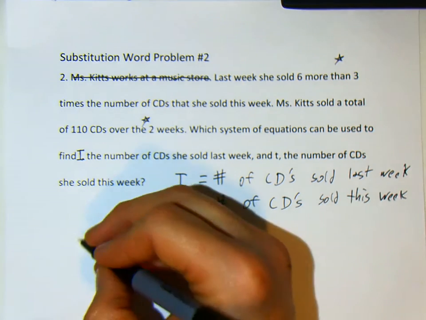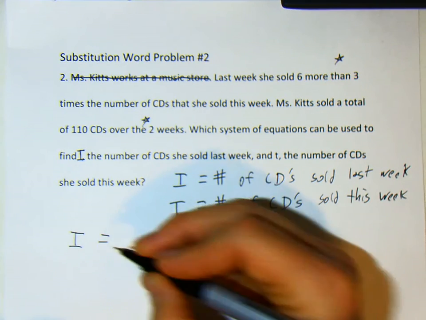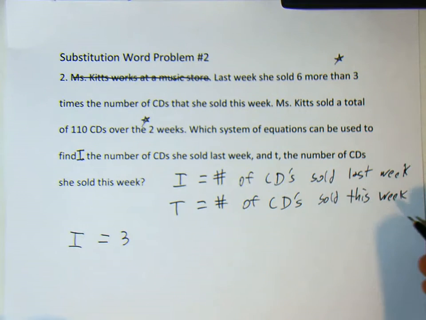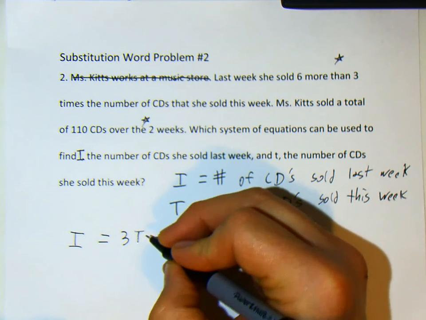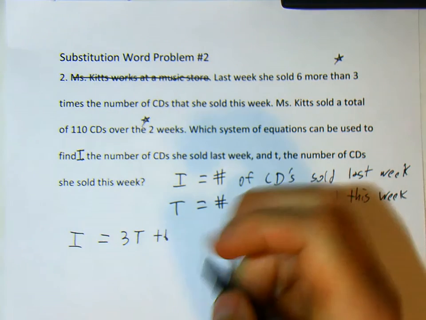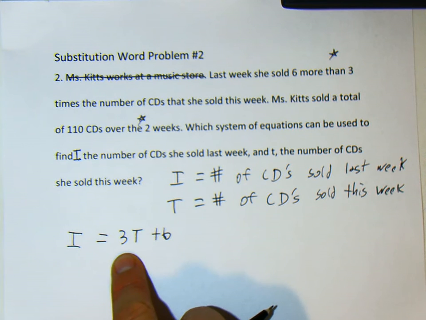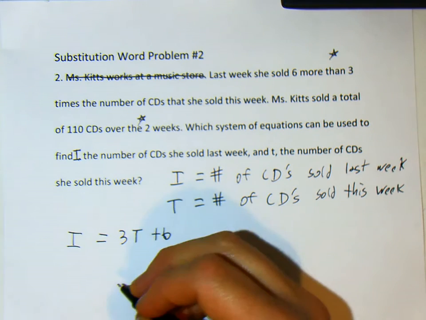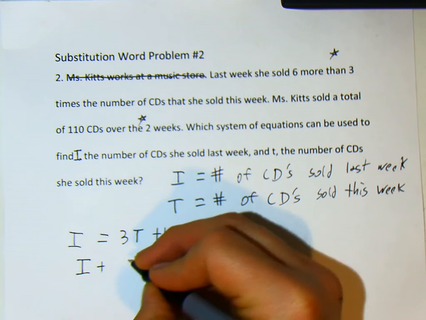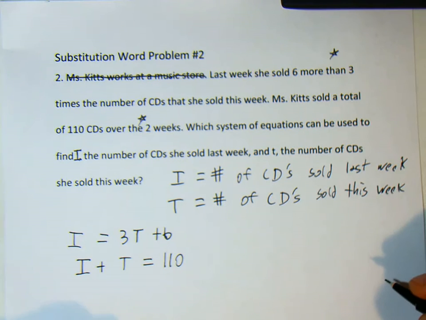So last week, she sold 6 more than 3 times. So 6 more than 3 times would be 3 times whatever she sold this week. T is the number she sold this week, 3 times that plus 6. So I is 6 more plus 3T. Now the other equation: she sold the last 2 weeks, so I plus T will equal 110 CDs.